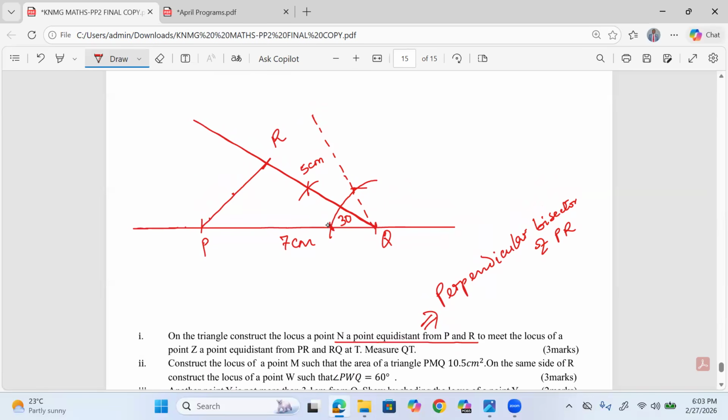So I want to use a perpendicular bisector to PR. I hope you know how to bisect perpendicularly. So this perpendicular bisector now, I'll give it a blue.